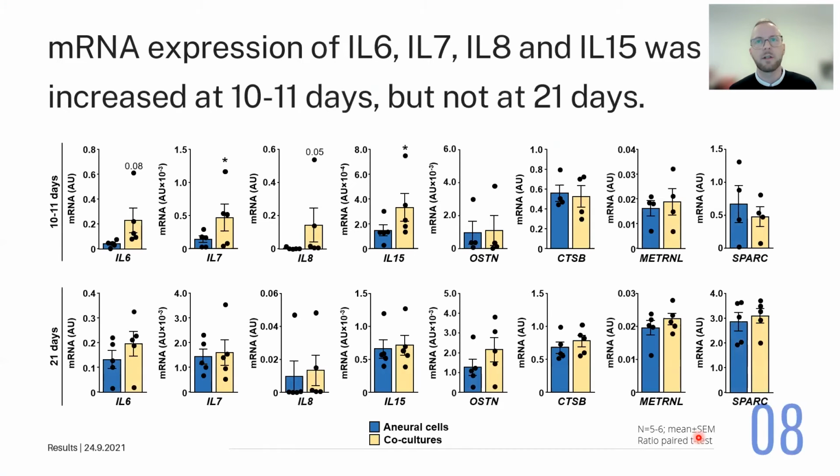So what do our results show? We have shown that myotubes innervated by rat spinal cord explants started to contract within 7 to 10 days and had higher mRNA levels of myokines such as interleukin 6, interleukin 7, interleukin 8 and interleukin 15, while myokines such as musclin, cathepsin B, meteorin-like protein and SPARC were unchanged after 10 to 11 days of co-culturing. At 21 days of co-culturing, all myokines remained unchanged.